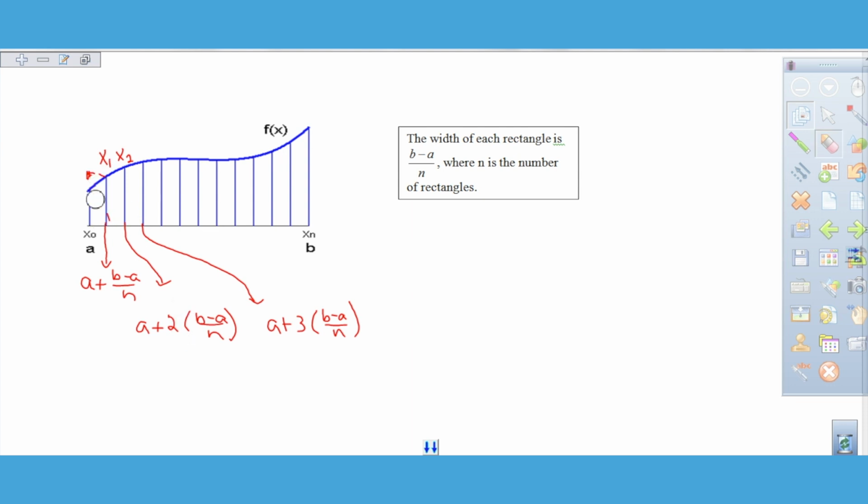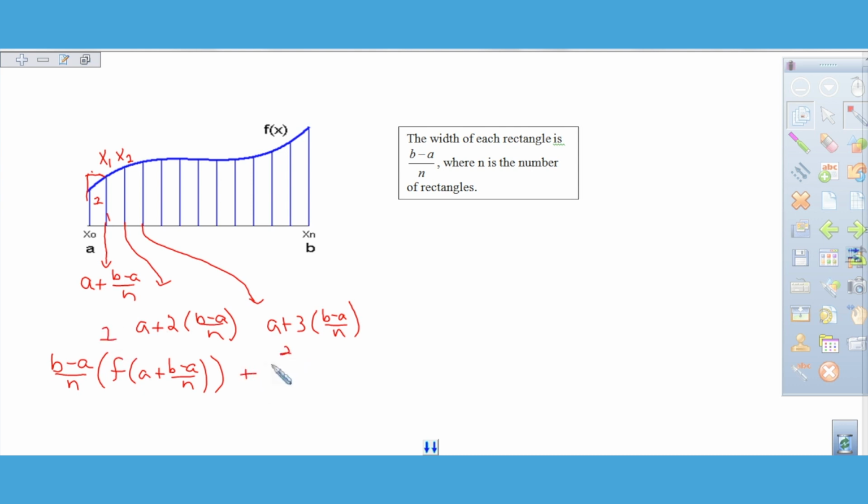So, area of that guy. What would the area of that be? The area of rectangle 1 would be the width, which is b minus a over n, times the function's value at whatever the x is. And we said the x is going to be this, so a plus b minus a over n. So that would be the area of the first rectangle.